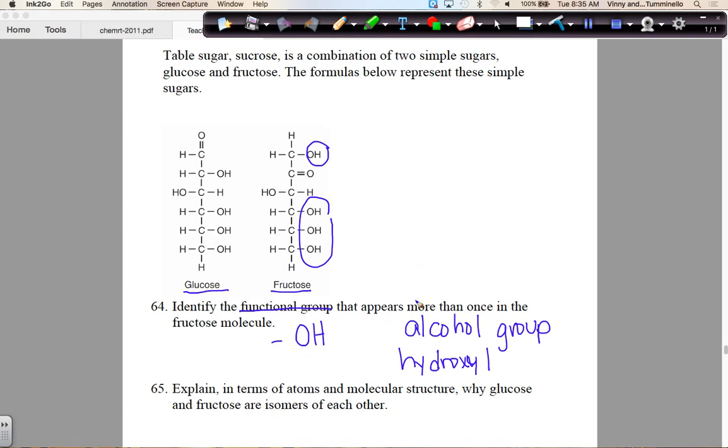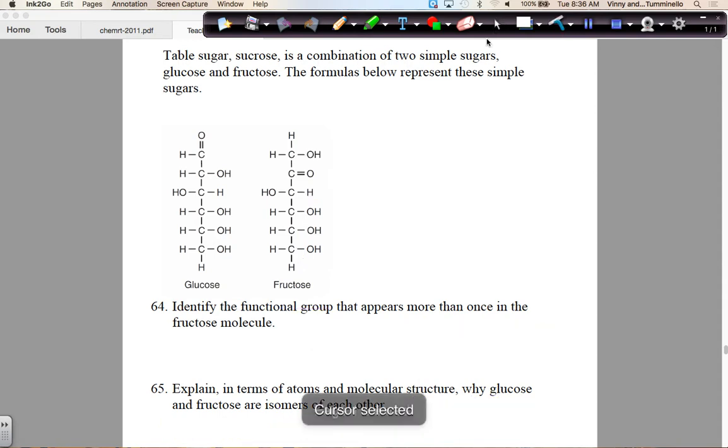Explain in terms of atoms and molecular structure why glucose and fructose are isomers of each other, and it's because they have the same molecular formulas but different structures. So what that means is that when you count up all of the C's, all of the H's, and all of the O's, their totals will be the same for C, H, and O, but they're connected differently, and that's the definition of an isomer.